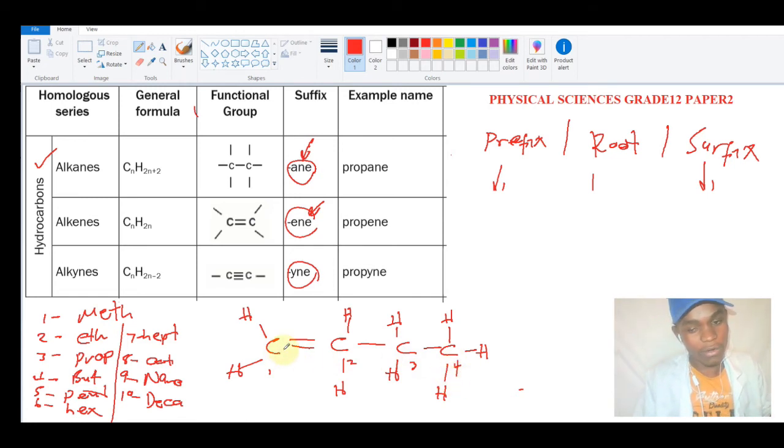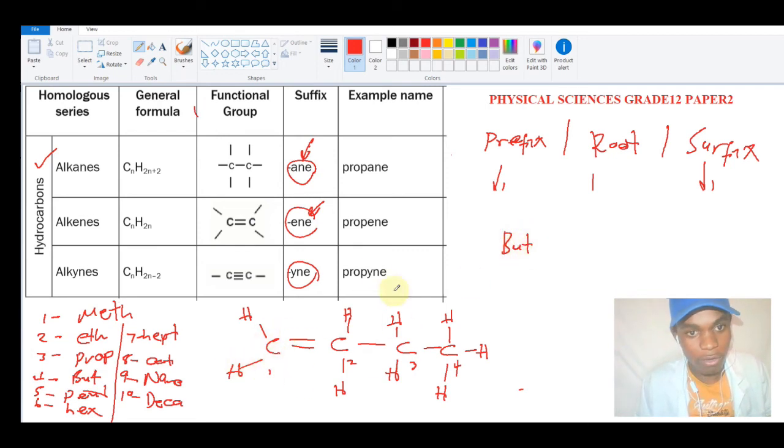Now, when you are calculating your longest chain, you need to start with the carbon that is closest to the functional group. You don't start counting from this side. You will realize very soon when you go to substituents why we do this. Now we have got how many? It's 4, right? So our root tells us it's 4. When it's 4, it's but. From there we've got our root name, which is but, right?